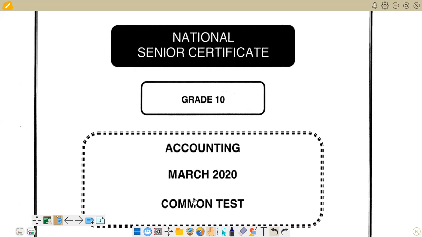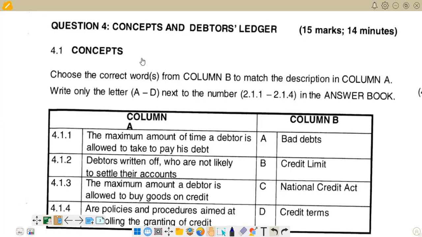Right, this is what we have. We can move on to our question. So today, this is the question that we want to look at. It's question 4 on that question paper, and it's on concepts and data ledger. And remember, this question is 15 marks, and it requires you to spend about 14 minutes on average on this question. We'll start with 4.1, which is of concepts, and the question reads: choose the correct word or words from column B to match the description in column A. Write only the letter A to D next to its number 2.1.1 up to 2.1.4 in the answer book.